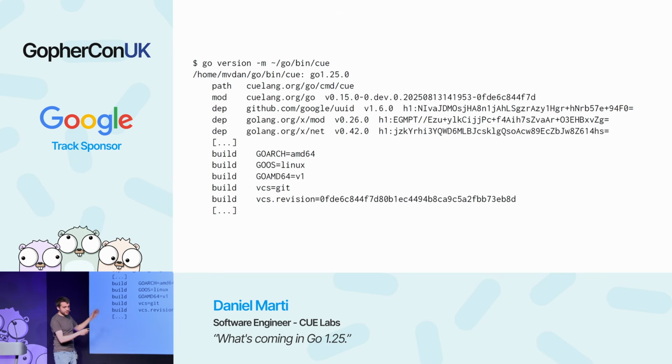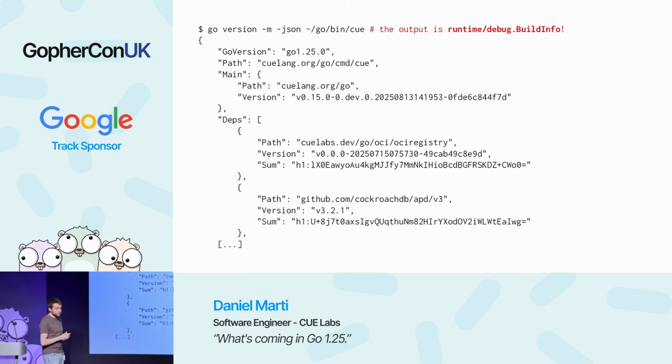But this is just plain text, right? So as usual with many other commands, they've added a JSON form of this. And this is not a funky new type that they came up with. This is just the same type that you can access via the standard library to access the same information, i.e. runtime/debug.BuildInfo.